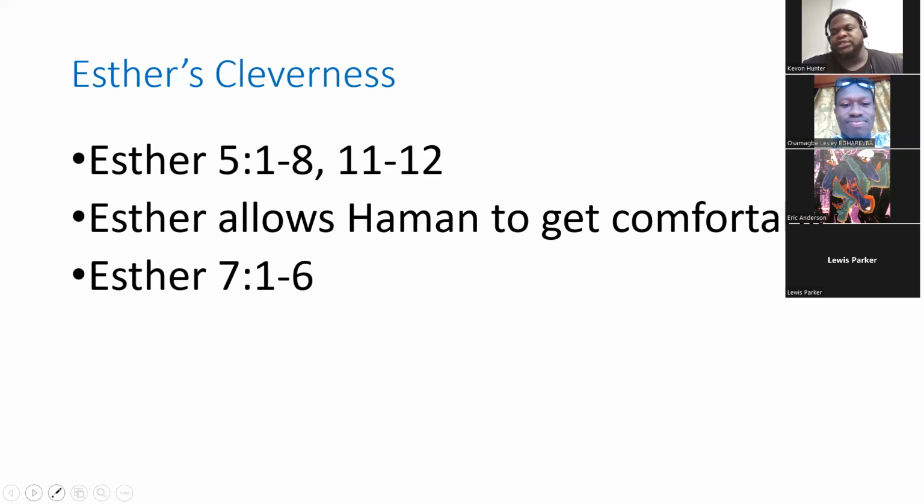Then the queen answered, "If I have found favor with you, your majesty, and if it pleases you, grant me my life. This is my petition. And spare my people. This is my request. For I and my people have been sold to be destroyed, killed, and annihilated. If we had merely been sold as male and female slaves, I would have kept quiet, because no such distress would justify disturbing the king."